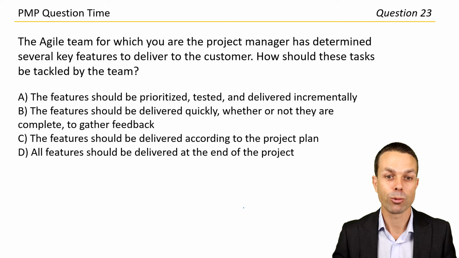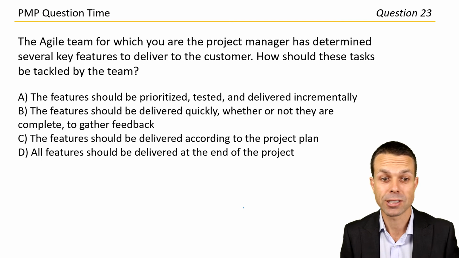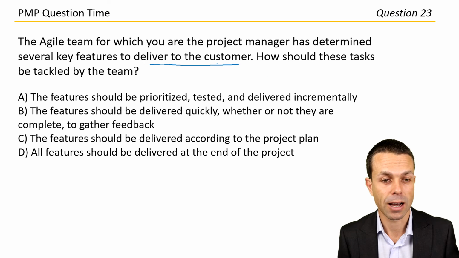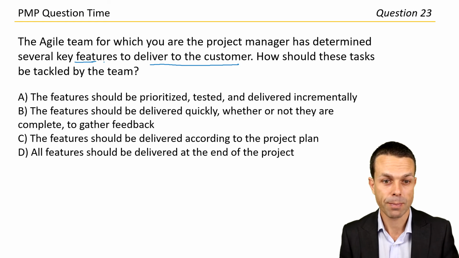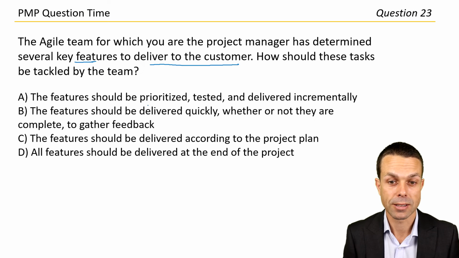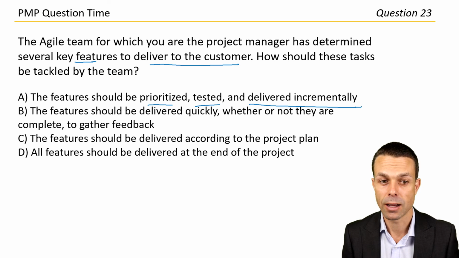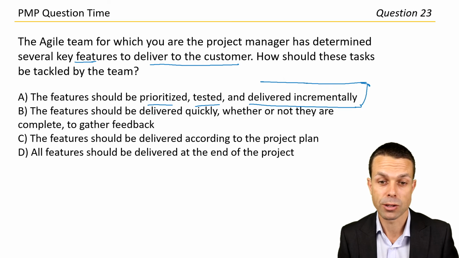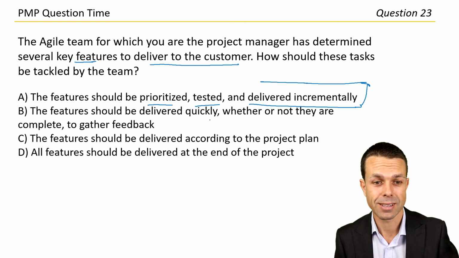The Agile team for which you're the project manager has determined several key features to deliver to the customer. How should these tasks be tackled by the team? Okay, key features, that's what we're after. The features should be prioritized, tested, and delivered incrementally. Probably, yes, that seems like a good one. The features should be delivered quickly, whether or not they're complete, to gather feedback.